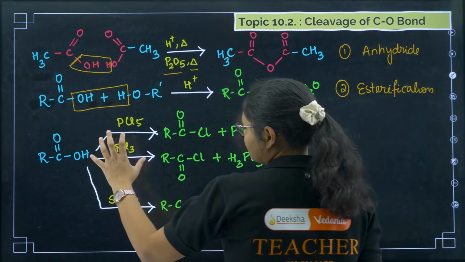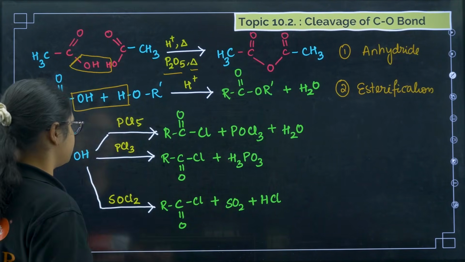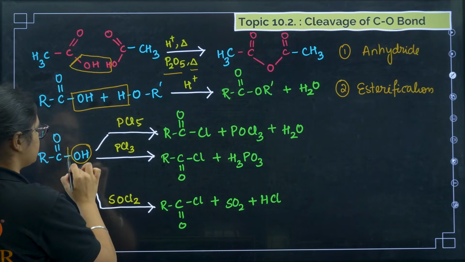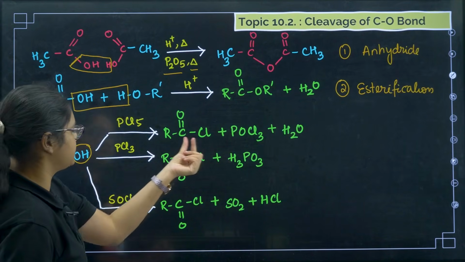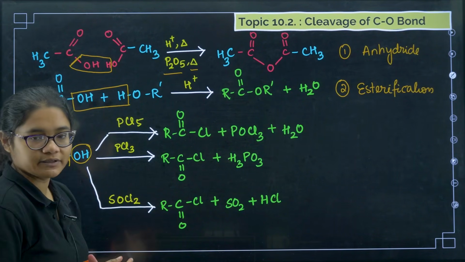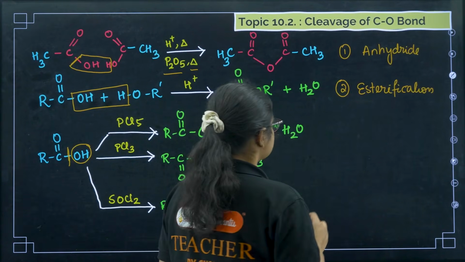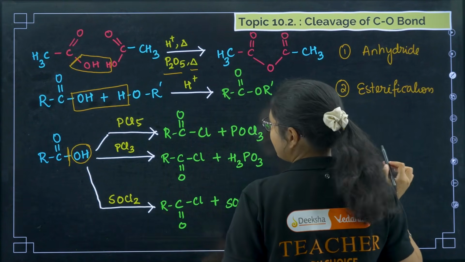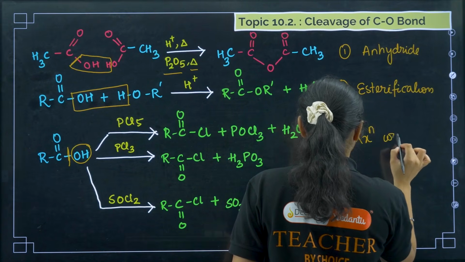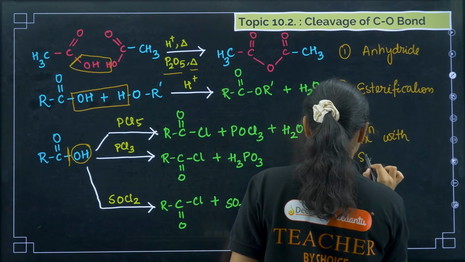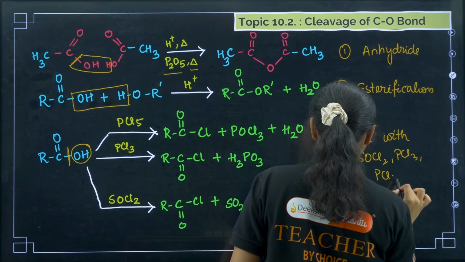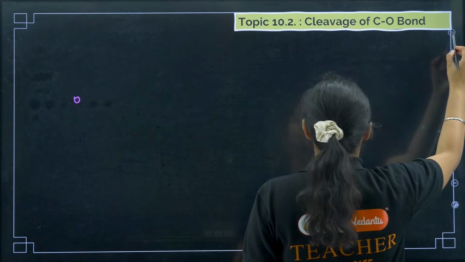Now if you have PCl3, PCl5 and SOCl2, the OH group is replaced with chlorine. So again this bond is breaking. With PCl3 the OH is replaced with Cl, with SOCl2 the OH is replaced with Cl. So that is the reaction with SOCl2, PCl3 or PCl5.